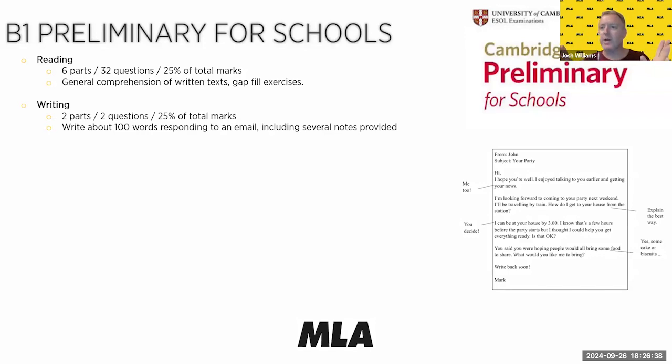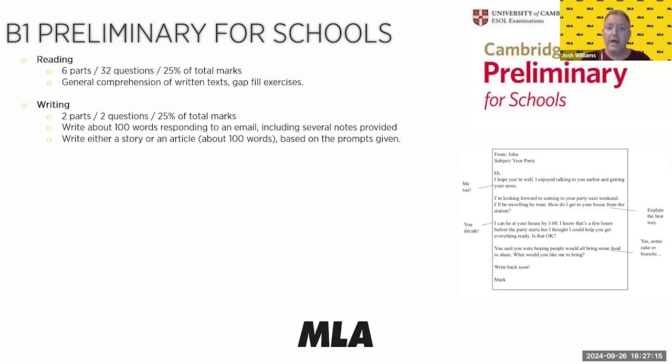It says about 100 words. I would recommend at least 90, not more than, let's say, 120. Those little notes on the side are things that you must include. So, for example, where it says "Me too," I enjoyed talking to you earlier and getting your news. That means in the student's email, they must say something about how it was great speaking to you too, and that they really enjoyed it. Doesn't mean they have to include those words. It just means that that sentiment or idea has to be included. They're giving you a bit of help there with those notes.